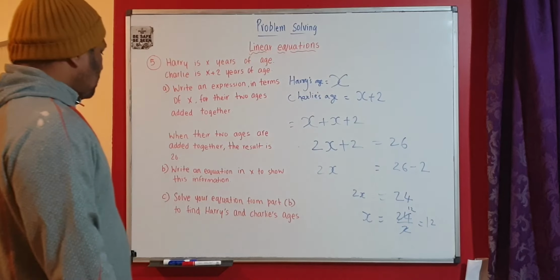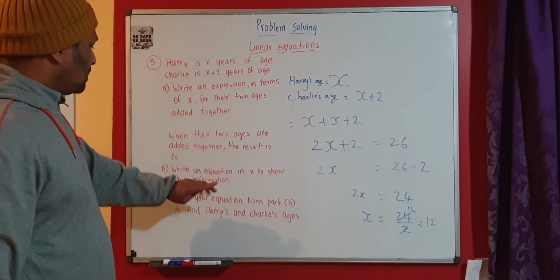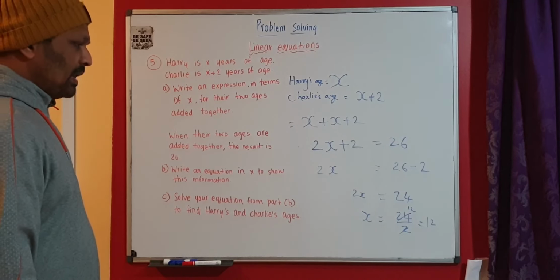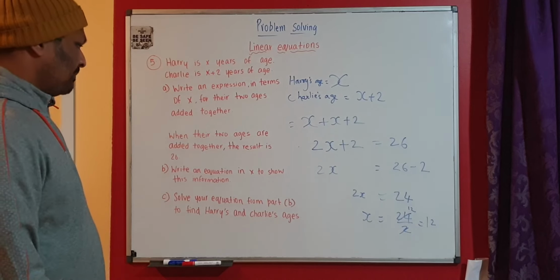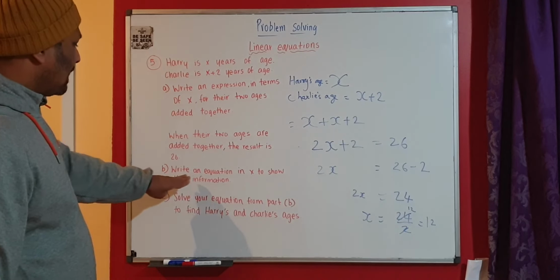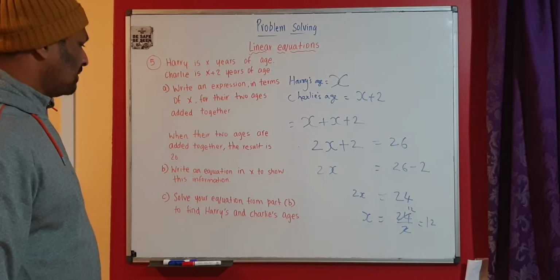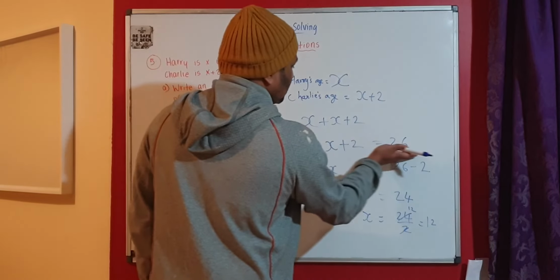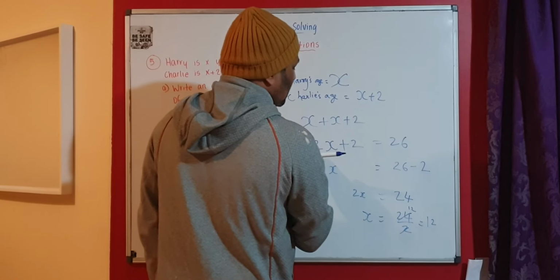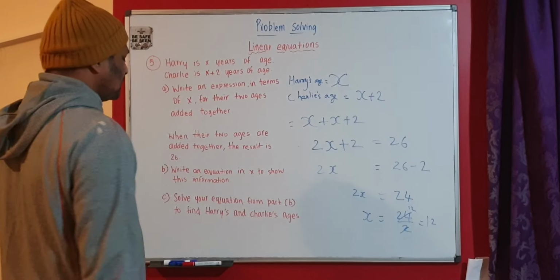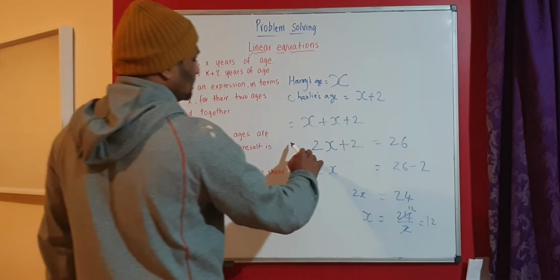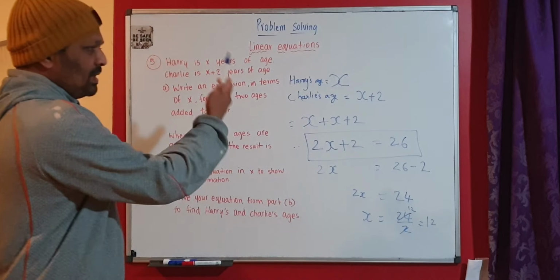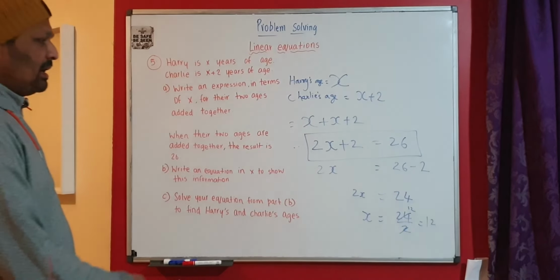Okay, 26. Write an equation. We solved it and we got to know the value of x, that is 12, which is Hari's age. Let's see what that other sum is. Write an equation in x to show this information. We already wrote it. This is the equation in terms of x. This is an equation. As part of solving, we already identified the equation.